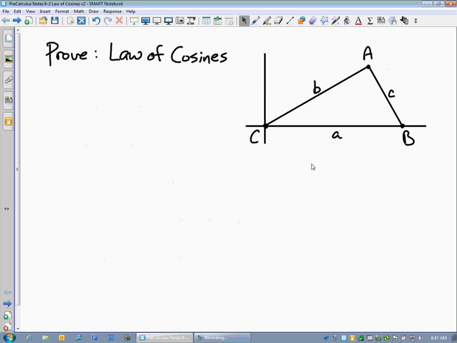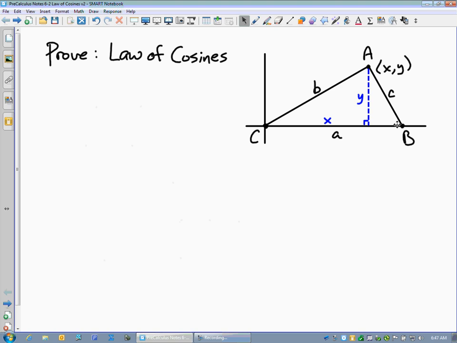And a couple of things we can observe from this. First of all, I do want to drop a perpendicular from point A to the x-axis. And then I'm going to talk about point A in terms of this distance here, from point A to where the perpendicular intersects the x-axis, which I'm going to call x. And then the distance of that altitude, I'm going to call y. So the coordinates of point A are x, y.